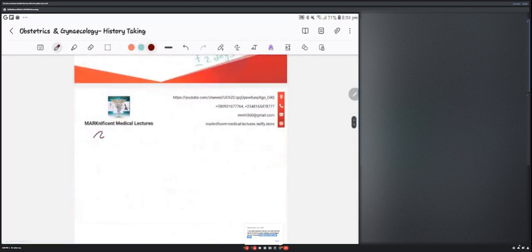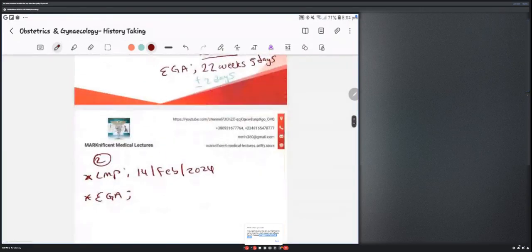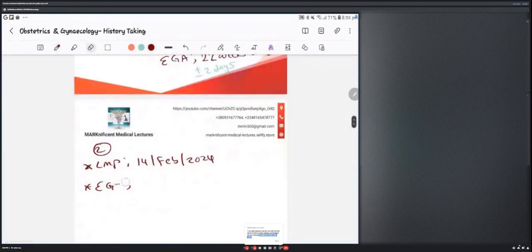So number 2, LMP is 14th February 2024. And EGA now is what we're calculating. Okay, this one I will draw the table straight away. Booking day is today, right? 16th March.